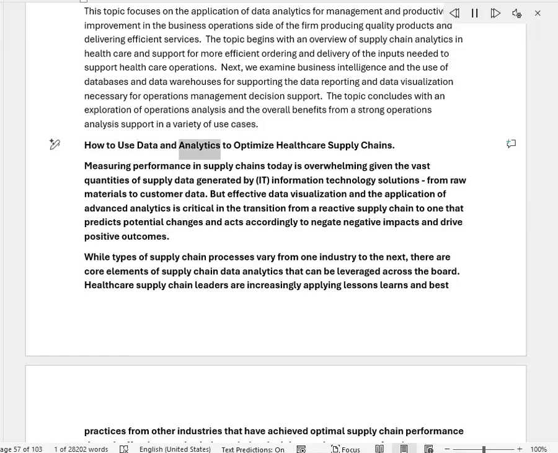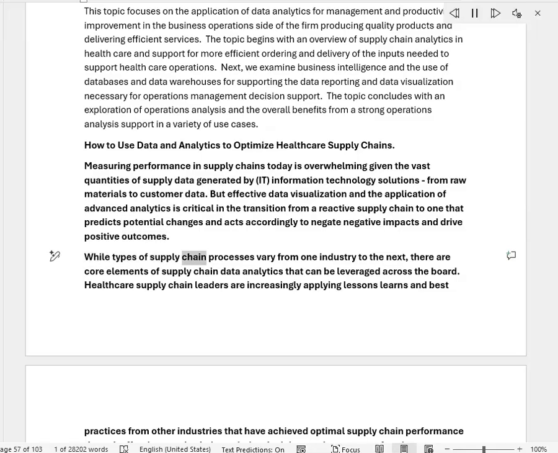How to use data and analytics to optimize healthcare supply chains. Measuring performance in supply chains today is overwhelming given the vast quantities of supply data generated by IT, information technology solutions, from raw materials to customer data. But effective data visualization and the application of advanced analytics is critical in the transition from a reactive supply chain to one that predicts potential changes and acts accordingly to negate negative impacts and drive positive outcomes.